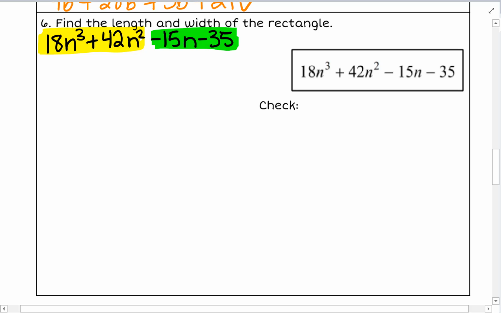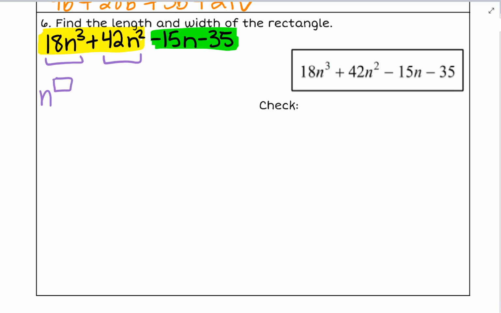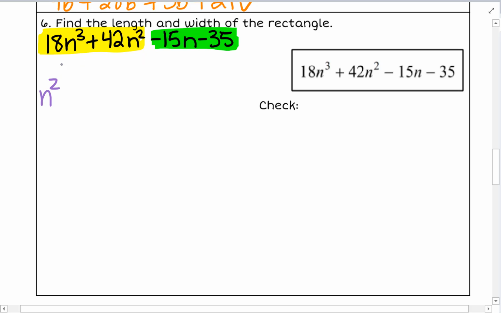So what is the GCF of 18n cubed and 42n squared? First of all, the GCF should include n to the power of what? That should be n squared, because this is n times n times n, and this is n times n. So the most they have in common is n times n. But what is the largest number that goes into both 18 and 42? That should be 6.